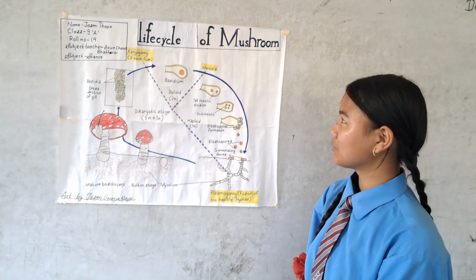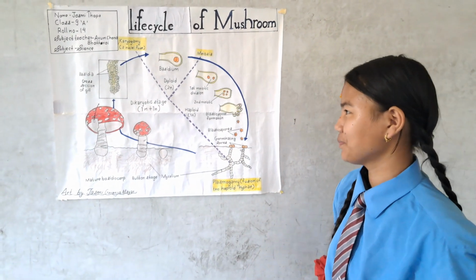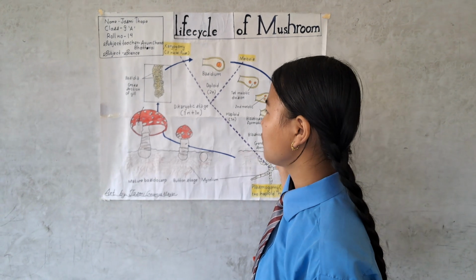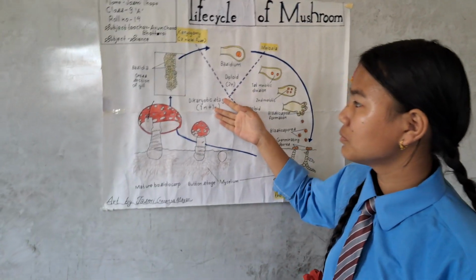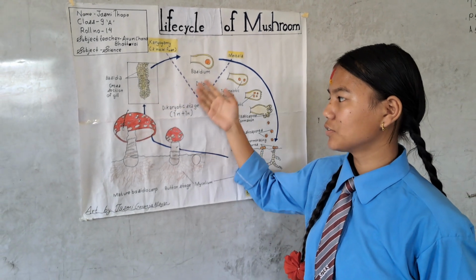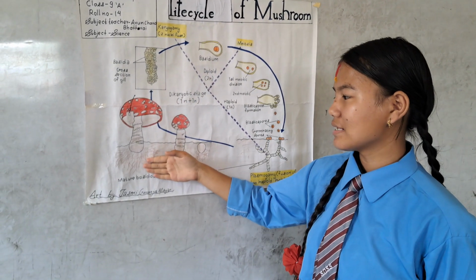Today I am going to explain about the life cycle of mushroom. As given in the figure, first of all we have to know about the structure of mushroom. Mushrooms are mainly divided into two parts. The outer part is called fruiting body and the underground part is called mycelium.